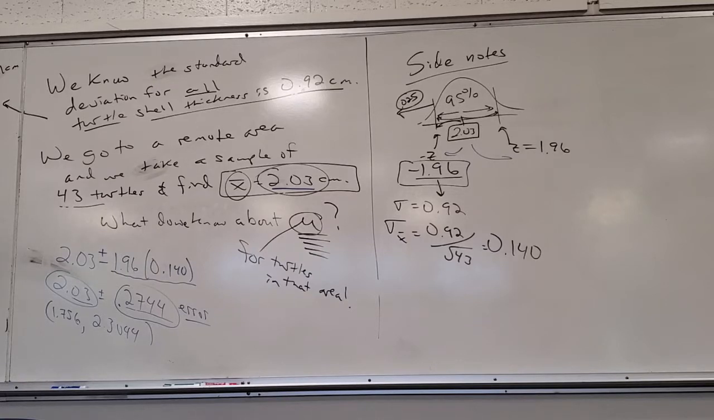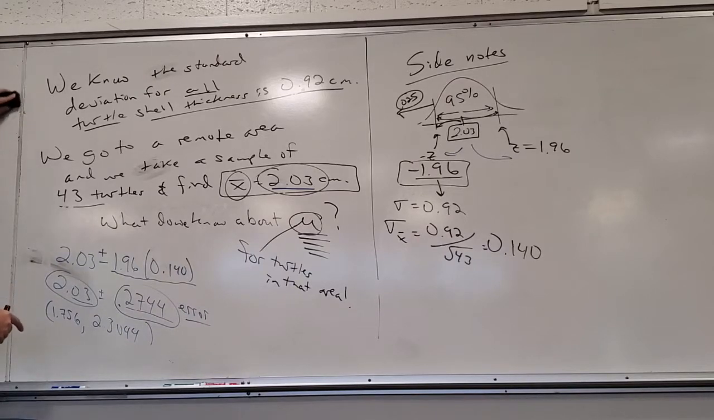Yes? But real quick, if it was like a homework problem, what would a homework problem look like? It would say create the 95% confidence interval for the shell thickness of turtles in this area. And this would have been the answer. That's the interval that's 95% confidence because we found the z-scores from that 95%. Okay, now.